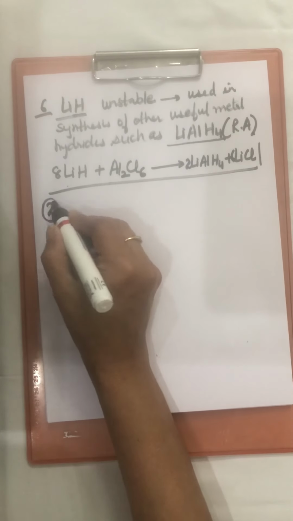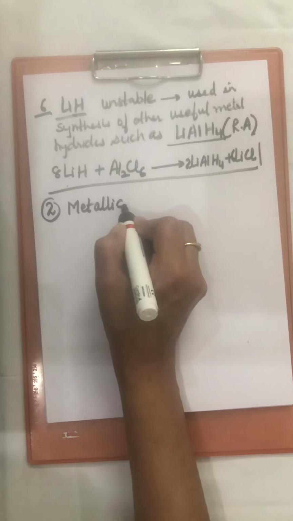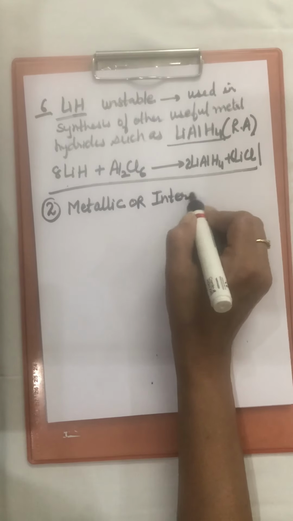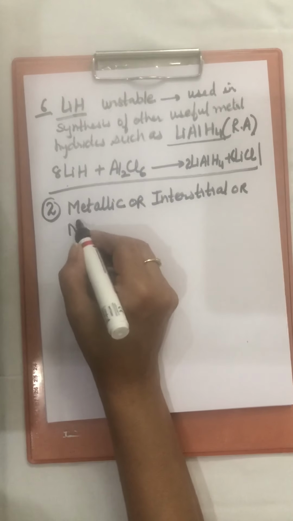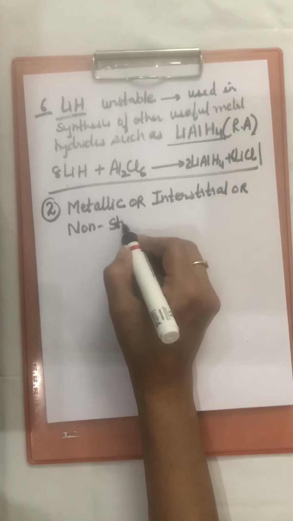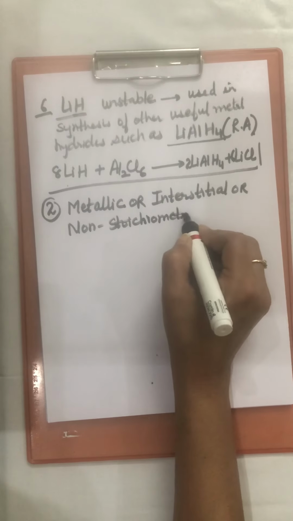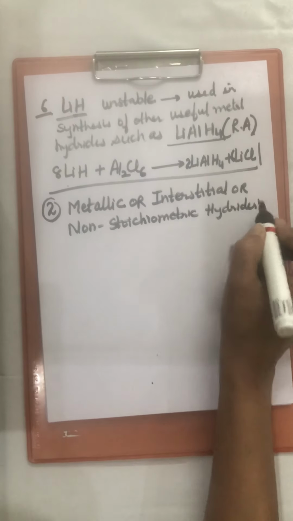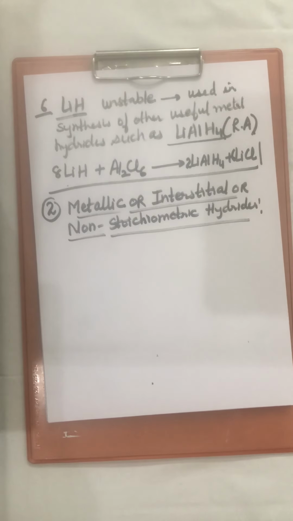Moving on to the second type of hydrides, metallic or interstitial or non-stoichiometric hydrides. Metallic, interstitial or non-stoichiometric hydrides.